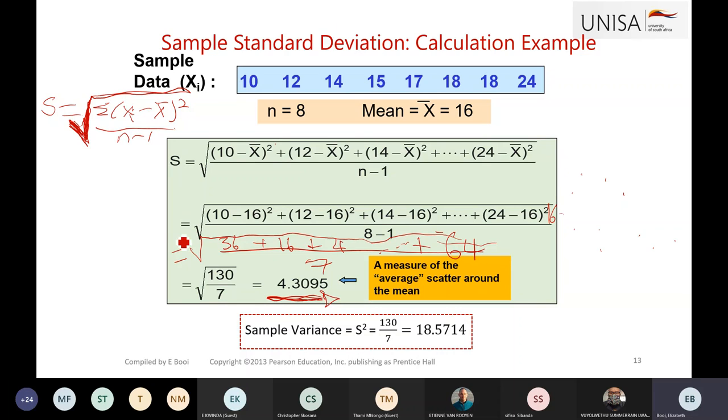Now, we calculated the standard deviation by taking the square root. If we want to know the variance, it will just be 130 divided by 7, which is your sample variance S squared, which gives us 18.57. And that is your variance. I'm not going to ask you to do any calculation because this formula takes forever to calculate. On Saturday, we will have lots and lots of exercises on this so that you can learn how to calculate the standard deviation.